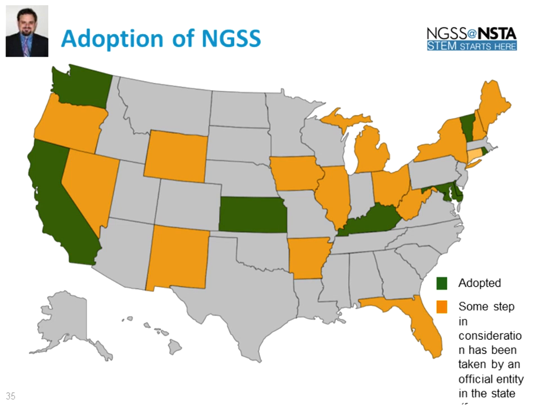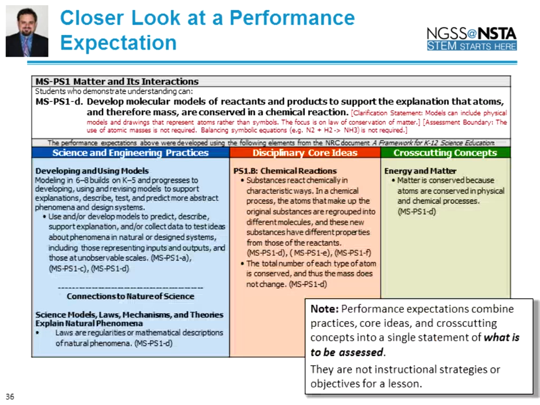A lot of input was taken throughout the process. Currently, 8 states have adopted NGSS, the ones in green here. The yellow have taken some sort of step in the State Department of Education, or the State Board of Education has gone through to look into it, and more are expected down the road.